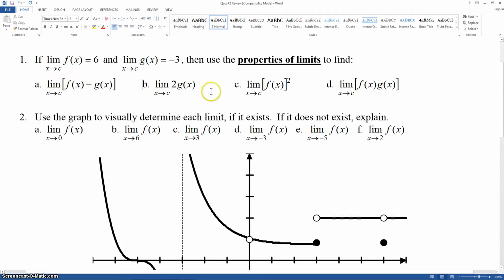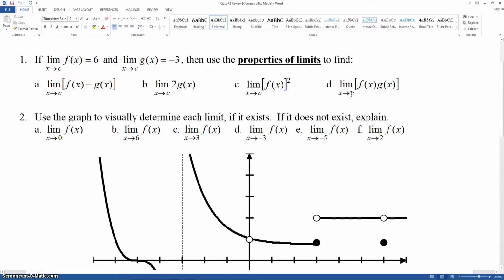Let's look at the limit of 2g of x as x approaches c. The 2 is considered to be a scalar, so what can we do with that 2? We can always kick it out to the front. So we're left with 2 times the limit of g of x as x approaches c, or in reality 2 times a negative 3, which would give us negative 6. Here we do the exact same thing. We substitute whatever the limit of f of x as x approaches c is. In this case it's 6. Once we do that, we square it, which will give us 36.